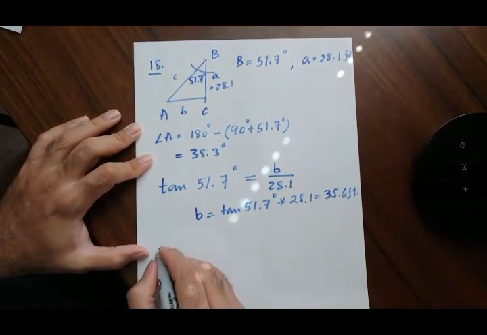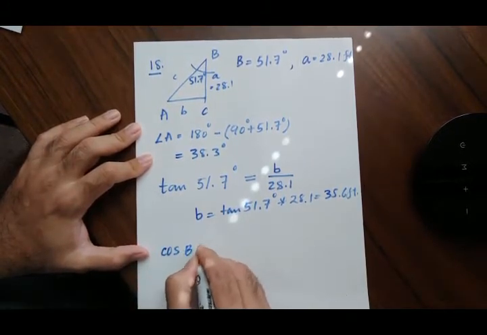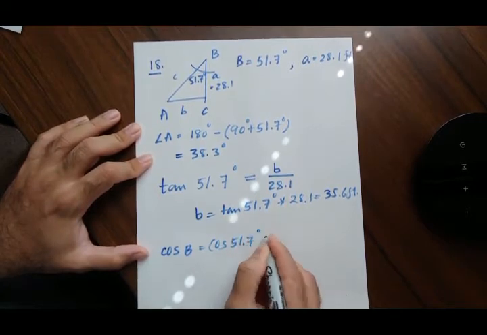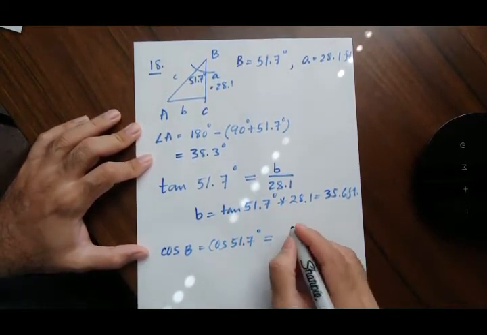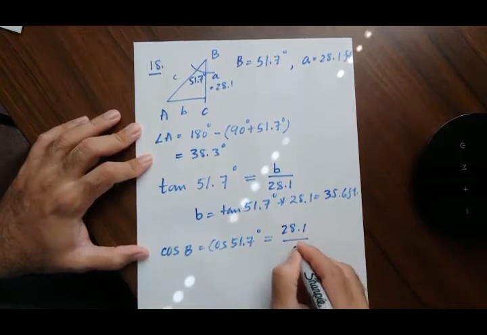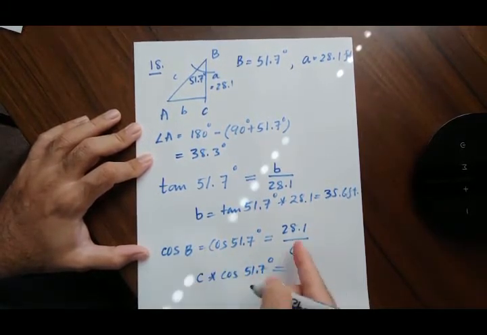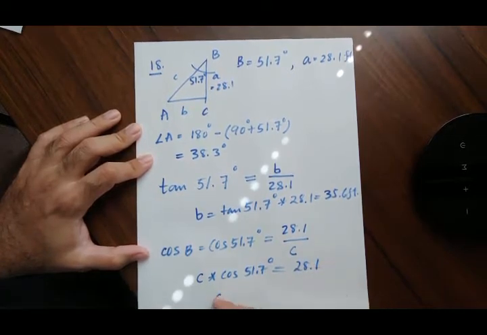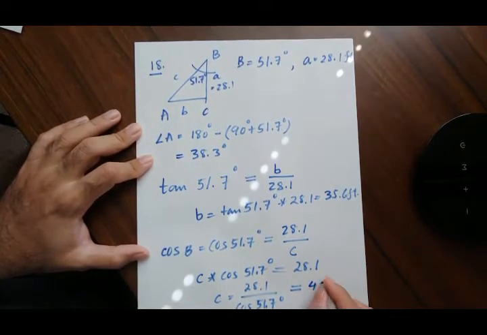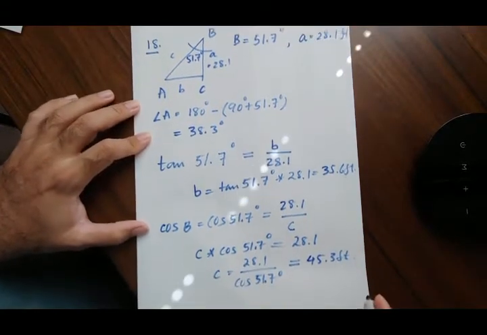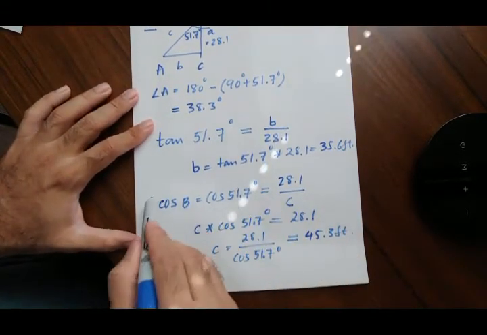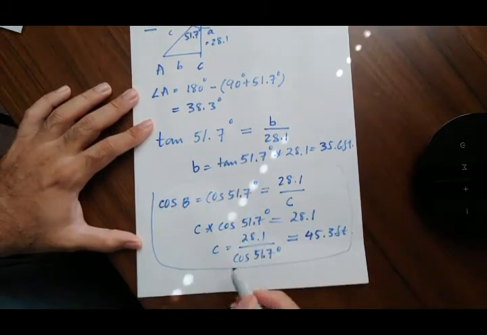Similarly, if I take the cosine of B, which is cosine of 51.7 degrees, then that's equal to 28.1 (side A) divided by C. I can solve for C. C times cosine 51.7 degrees, I'm multiplying both sides by C, is 28.1. So C will be 28.1 divided by cosine of 51.7 degrees, and that would be equal to 45.3 feet. So that is the calculation for how to find C.